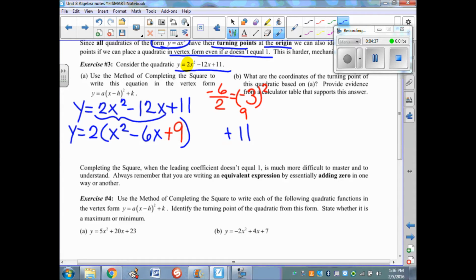In order to create an equivalent equation, think to yourself, I've got this 2 out in front, so really I haven't just added 9, I've added 18, because the 2 out front times that 9 means I'm adding 18. So truly, what do I need to subtract to keep that equivalency? I need to subtract 18. I'm going to write it in a funky looking form, just so you get the idea of it.